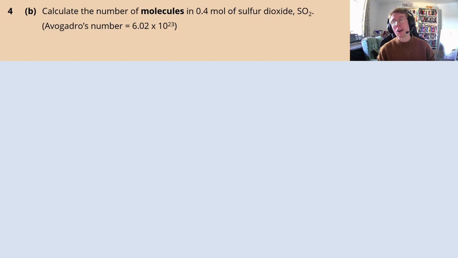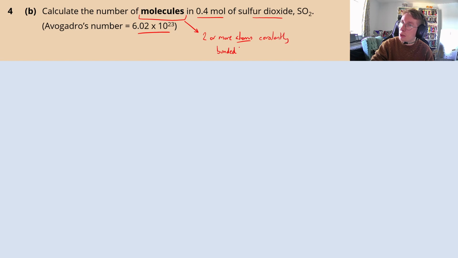4b then, and we're asked to calculate the number of molecules in 0.4 moles of sulfur dioxide. Okay, so we've got this many moles, we're given the Avogadro number again, but this time rather than atoms, we're being asked for the number of molecules of sulfur dioxide. Now just to remind you, the definition of a molecule, it is when you've got 2 or more atoms covalently bonded together, and that would be in a unit. So for example, sulfur dioxide, which has got 1 atom of sulfur and 2 atoms of oxygen covalently bonded, that's an example of a molecule.